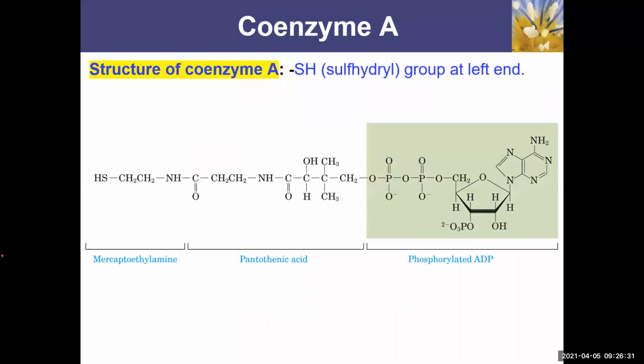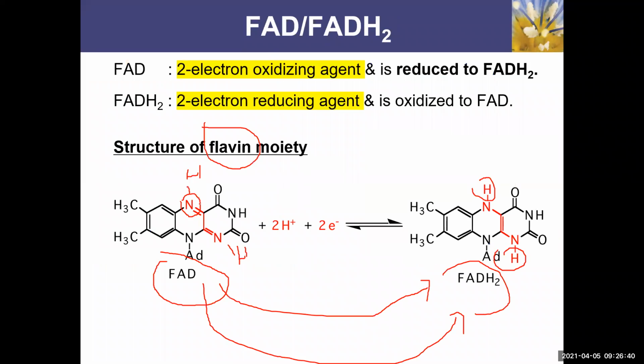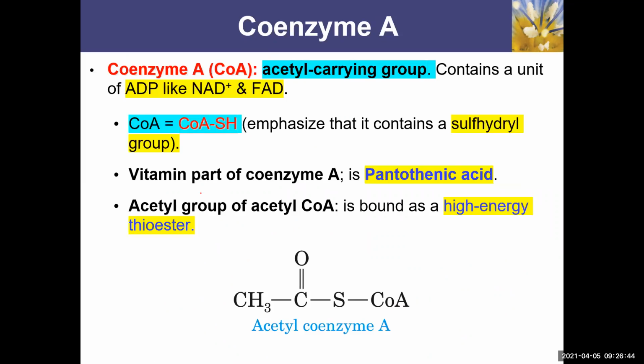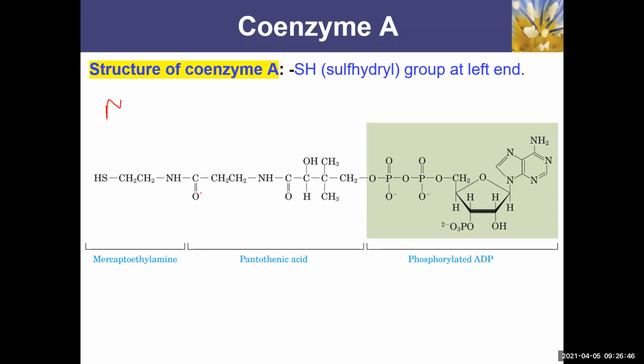So the thiol group is the active part, right? If you see in the last example, FAD, we spoke about how it's the nitrogen where the hydrogen is added, if you remember. It's a nitrogen with hydrogen. So this is the active part of it. Now, what is the active part of the coenzyme? What makes it so special?